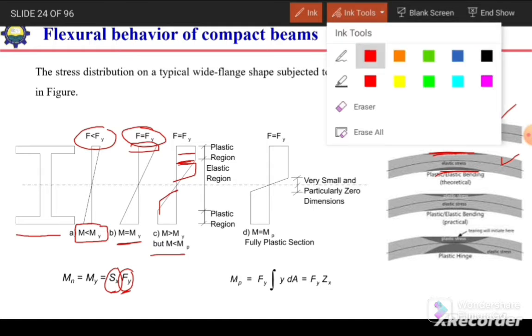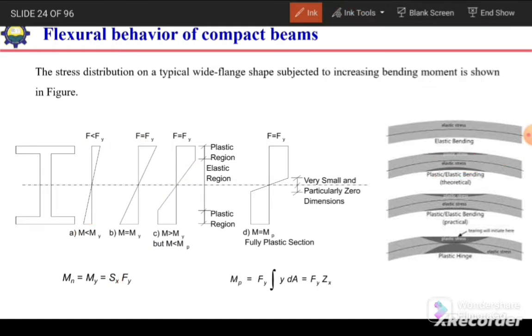But the stress value will remain equal to Fy, because we know that in the stress-strain curve, when the yield is reached, the strain continues to increase but the stress value remains the same. So in the extreme fibers which have yielded, the strain will continue to increase but the stress value will remain equal to Fy.